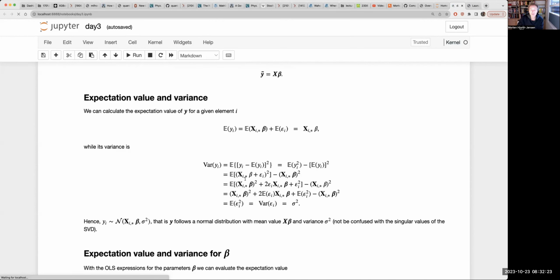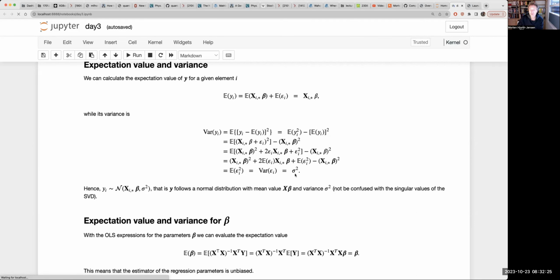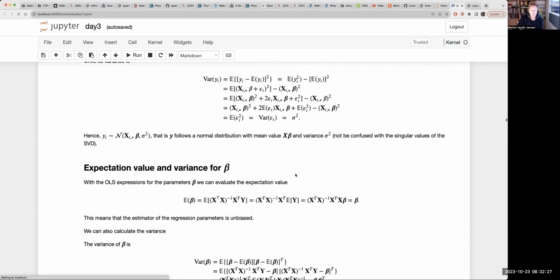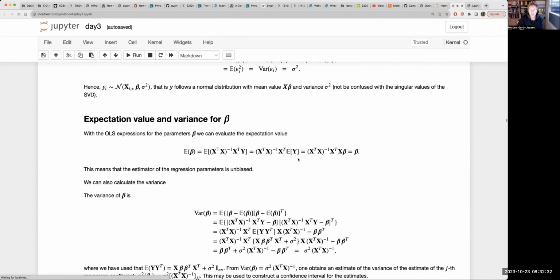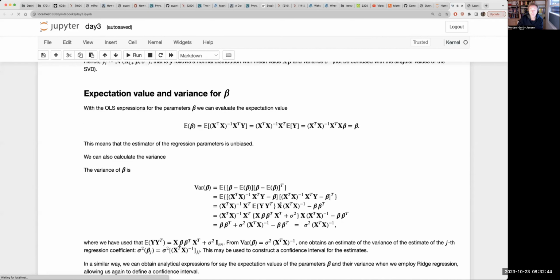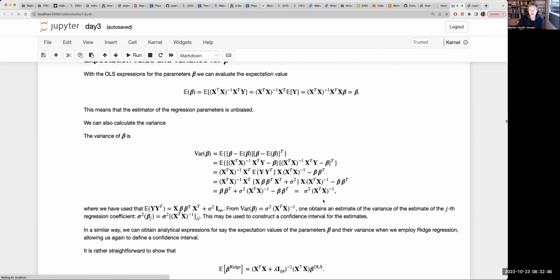And then we could also define the variance to be equal to sigma squared. And we can repeat the same thing with the parameters beta. And we find that the expectation value of the parameter beta is equal to beta. And we normally say that the estimator, or the optimal parameters, are unbiased. And we could also find that the variance is given by this variance of the noise, which we have, times the inverse of the design matrix transposed times the design matrix.